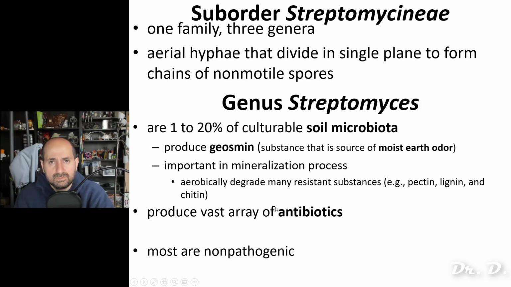Let's also talk about the suborder Streptomycineae. These include the genus Streptomyces, which is a common soil bacteria. These can actually produce this substance called geosmin, which gives the moist earth its odor. If you've ever waited until it rained and then went outside and smelled earth, smelled soil, and it has that very distinct smell, that's geosmin. That's due to the bacterium Streptomyces. That gives the earth its earthy smell. And they produce a vast variety of antibiotics.